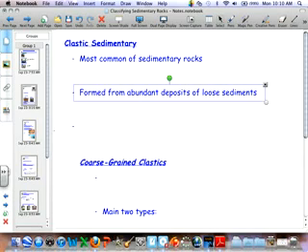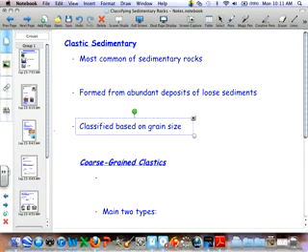You need to have a tremendous amount of loose material in order to form a rock, and you need it over a wide region. You're not just going to form sedimentary rock within a very narrow area. Okay, so it needs to be widespread. You need to have lots of it. And then what we can do with these sedimentary rocks is we further classify them based on their grain sizes.